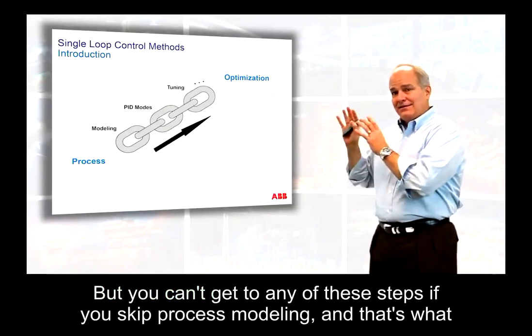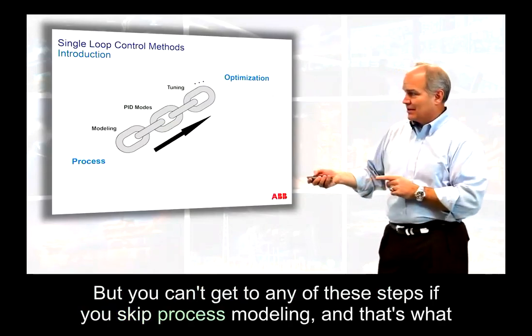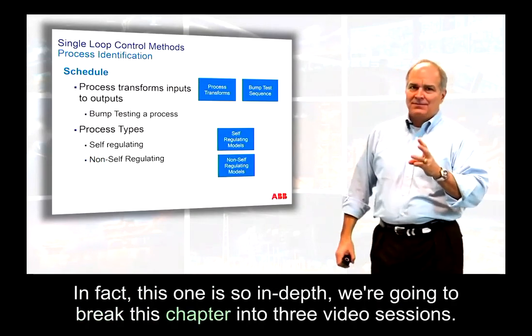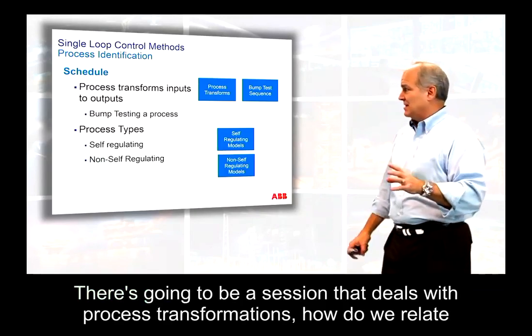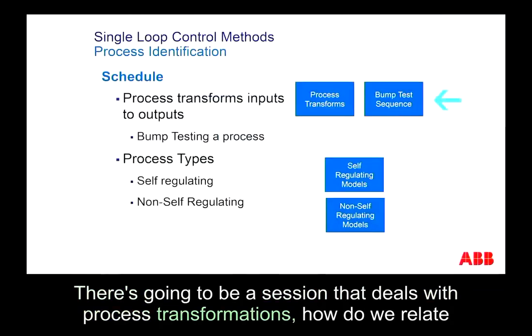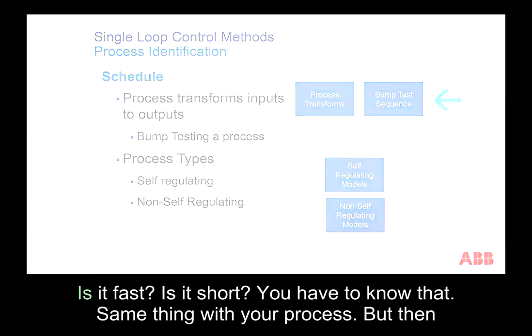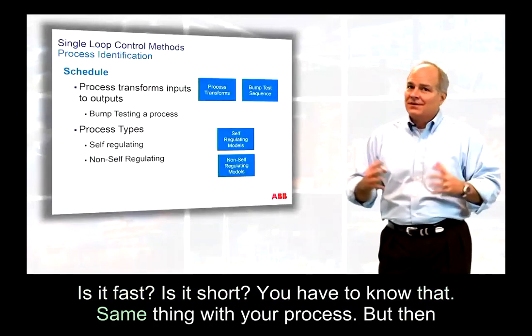But you can't get to any of these steps if you skip process modeling, and that's what we're going to cover. In fact, this one is so in depth, we're going to break this chapter into 3 video sessions. There's going to be a session that deals with process transformations: how do we relate an input and an output? In other words, if you turn the steering wheel on your car, what happens? Is it fast? Is it short? You have to know that. Same thing with your process.